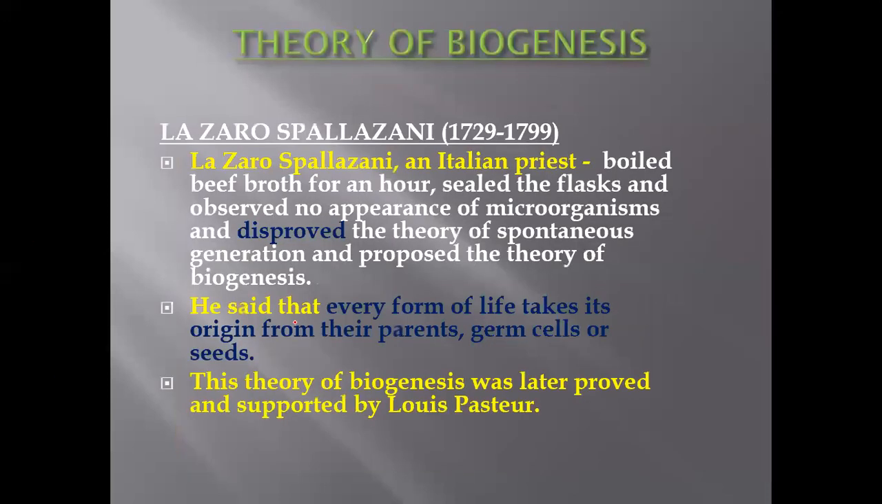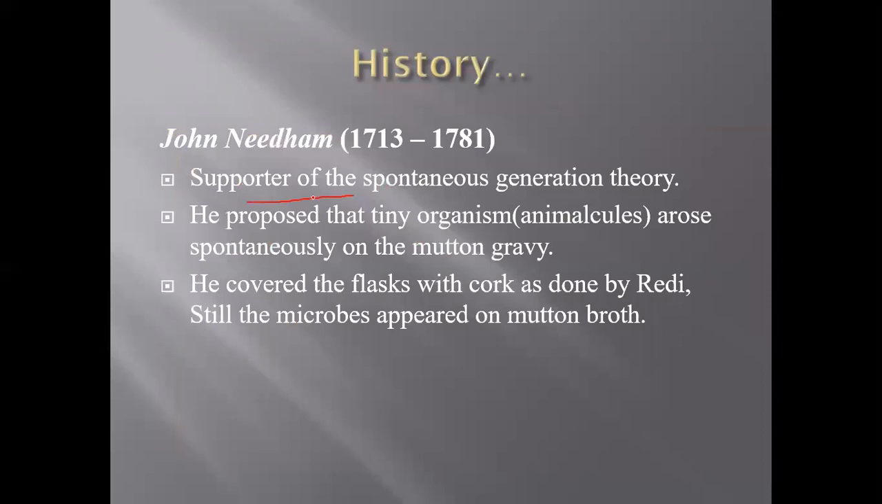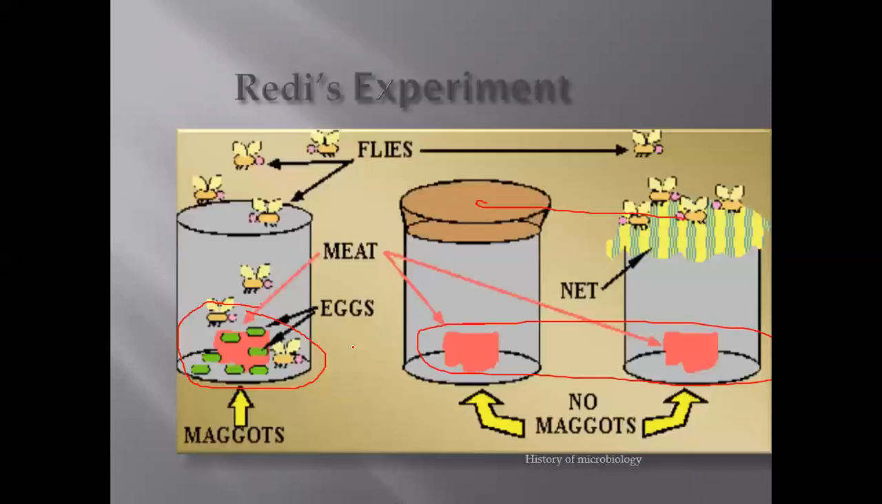Another scientist, John Needham, was a strong supporter of the spontaneous generation theory, meaning that living materials can grow from non-living materials. He proposed that animalcules, or tiny organisms, can grow automatically in mutton gravy. He covered the flasks with a cork as Redi had done, so three flasks were covered with corks on the neck. After some days he showed that larvae were born there automatically. So he strongly said that living organisms can grow from non-living materials.